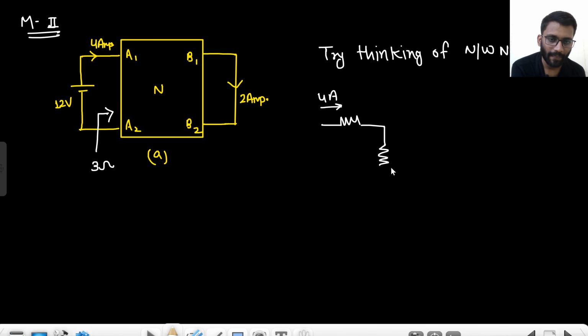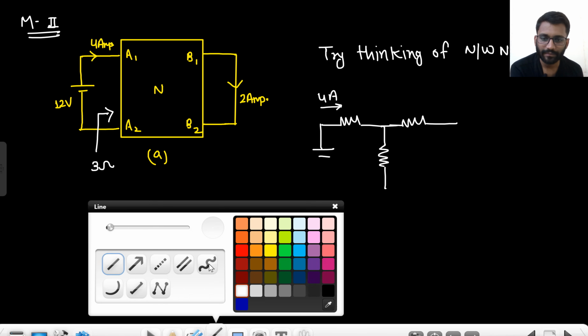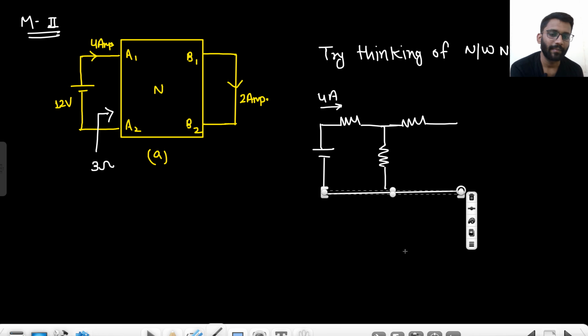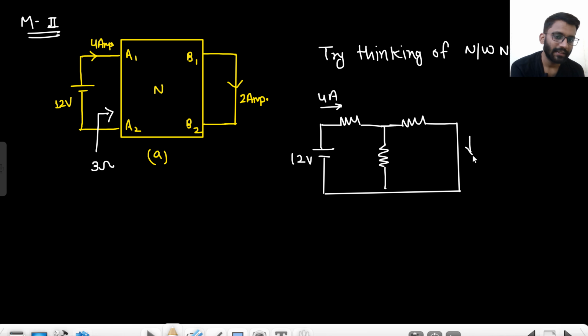Now I am applying a 12 volt battery here, and measuring the current this side. If this is 4 ampere, this is 2 ampere. So this has to be 2 ampere as well.